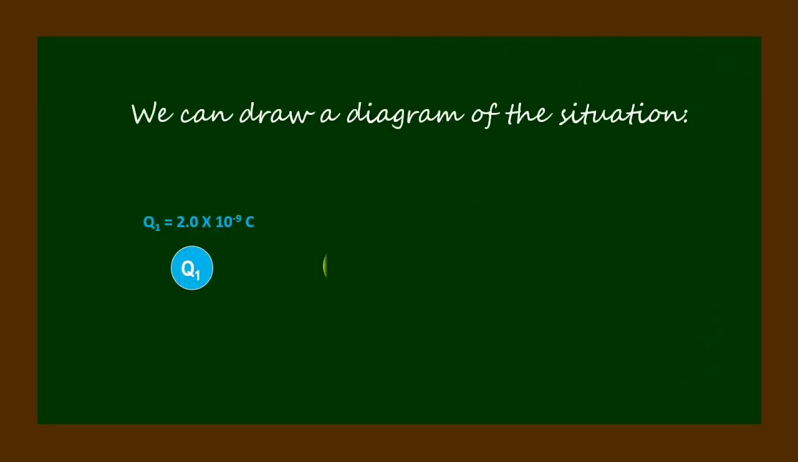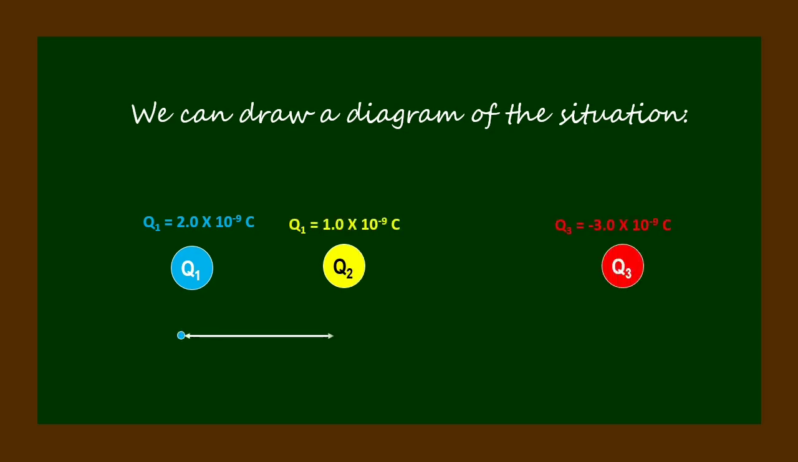We can draw a diagram of the situation. In the diagram, Q1 and Q2 are like charges, which are 2 times 10 to the negative 2 meters apart. On the other side, Q2 and Q3 are unlike charges, which are 4 times 10 to the negative 2 meters apart.